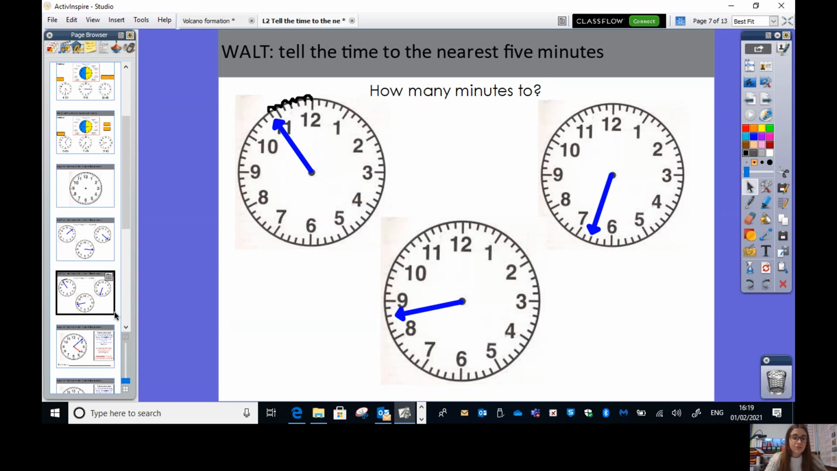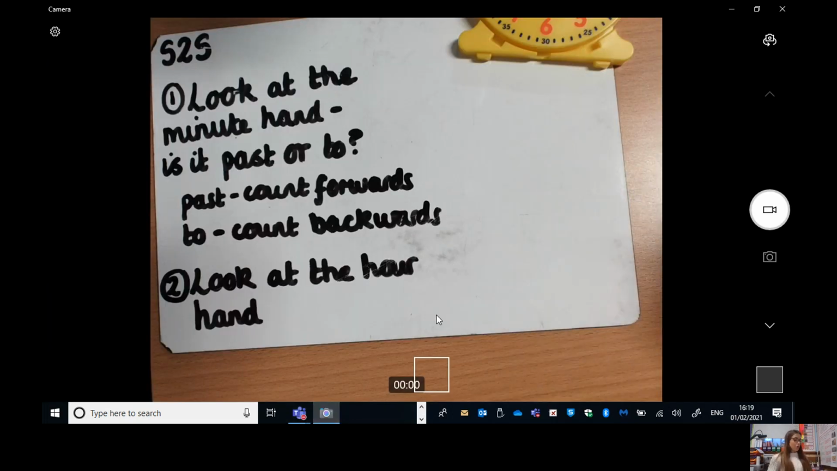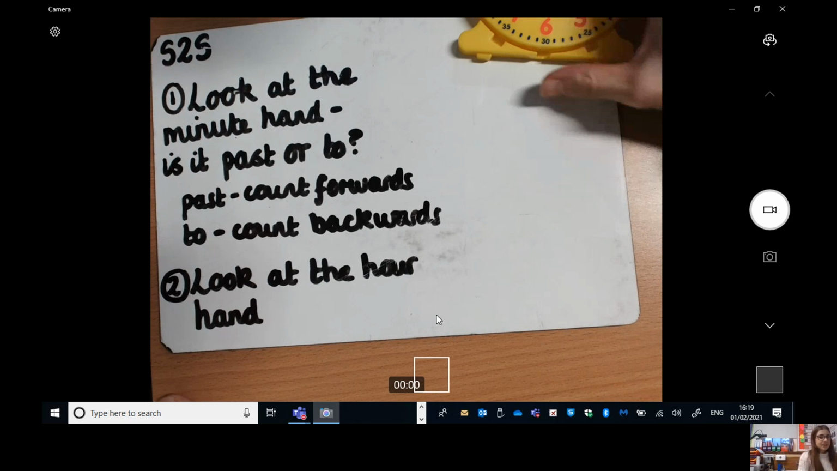Okay, let's move on to some other examples. I'm going to move on to my visualizer now, where I'm going to use a clock face. I've got my steps to success. My steps to success today are: number 1, look at the minute hand. Is it past or to? If it's past, I'm going to count forwards, or if it's to, I'm going to count backwards. And step 2 is to look at the hour hand. So let's do some examples together.